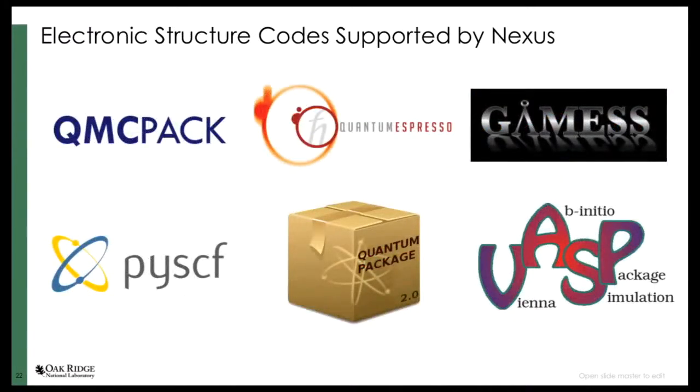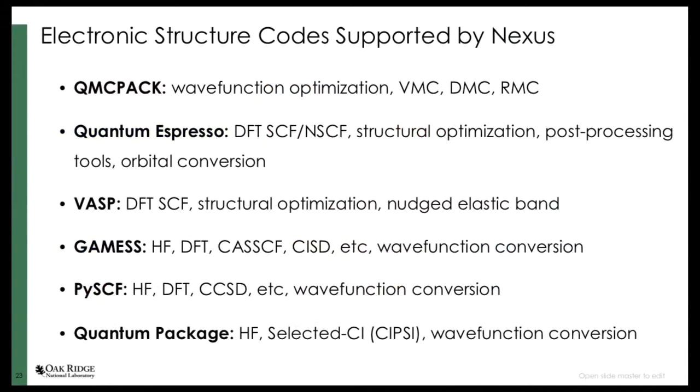All right, so that was an example just with Quantum ESPRESSO. What codes are supported? Of course, we support QMCPACK and Quantum ESPRESSO. We have explicit interfaces to GAMESS, PySCF, Quantum Package, and VASP, handling all the data dependencies between them and QMCPACK. So what types of calculations are supported? With QMCPACK, you can do wave function optimization and all the real space methods at this point. With Quantum ESPRESSO, there's support to do SCF, non-self-consistent calculations, structural optimization, all of the post-processing tools, and orbital conversion.